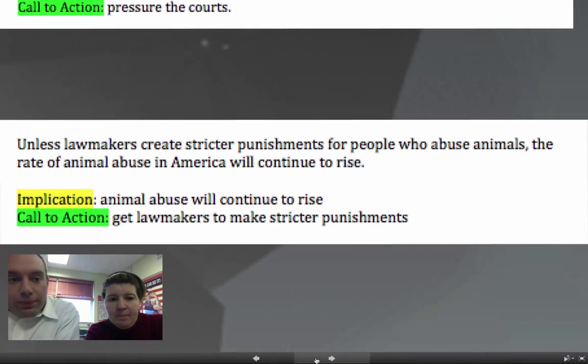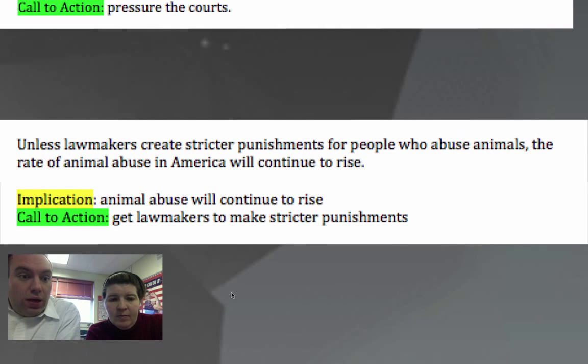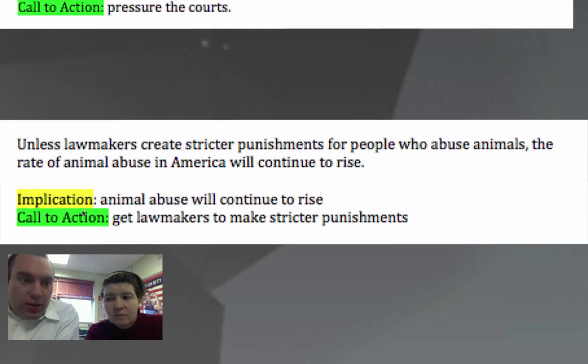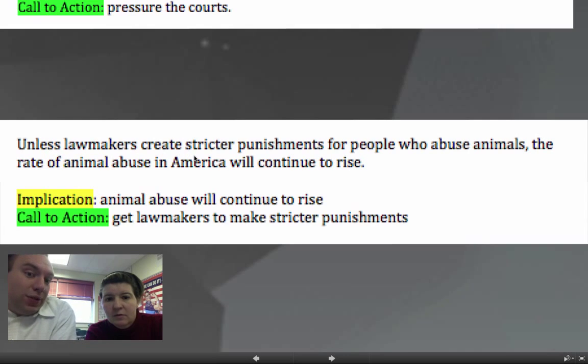In this second example: "Unless lawmakers create stricter punishments for people who abuse animals, the rate of animal abuse in America will continue to rise." The implication: animal abuse will continue to rise if we don't do something. And the action: get the reader to now want to contact their lawmaker to make stricter punishments for people who abuse animals. So the implication is leading the reader to a conclusion of something that might happen if they don't do something, and then the call to action is suggesting something they could do. Maybe not saying you must go and call now, but this is like, unless this happens, this is going to happen. Okay. So that's the implications piece.